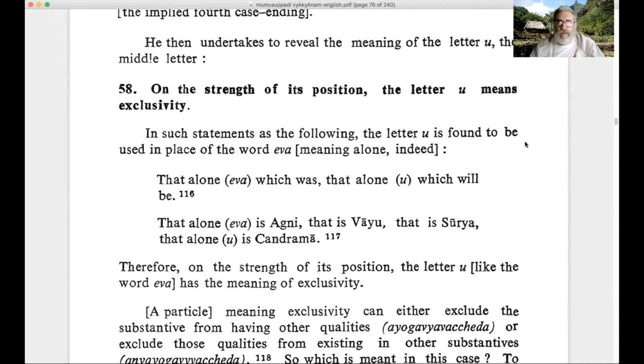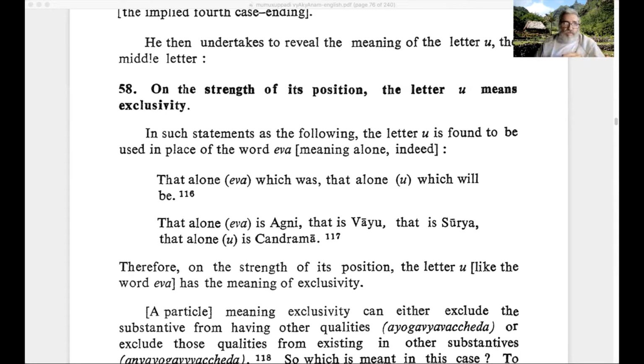We could also look up eva. Eva, I believe, is an indeclinable in Sanskrit, so it's not going to change. And we just look up the word eva, and eva means so, just so, exactly so, indeed, truly, really. Anyway, it has a lot of meanings, but basically here it means alone or indeed. So that is the first quotation.